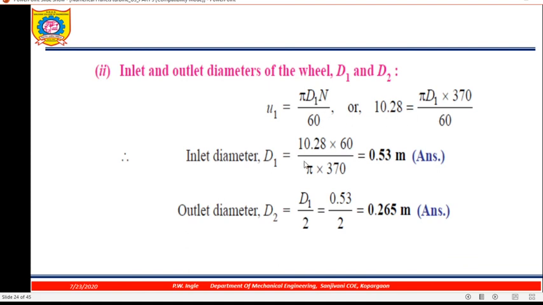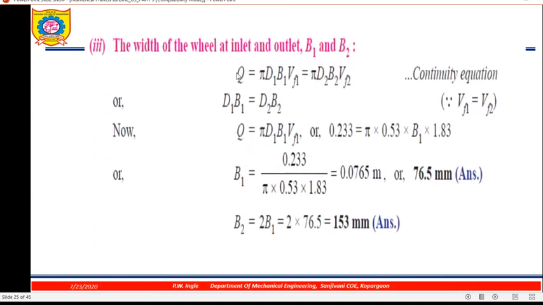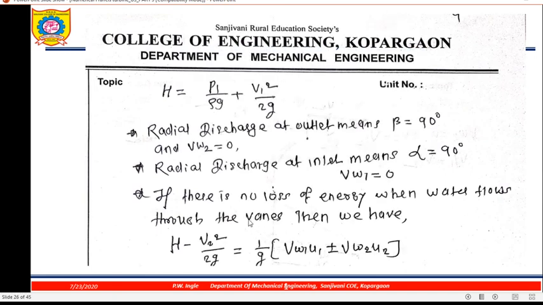Then the inlet diameter D1 and outlet diameter D2. B1 and B2 we have to calculate. So D1 V1 equal to D2 V2. Now Q is what? It is given in the problem. So B1 you can calculate, and what is B2? It is twice B1. Very simple.